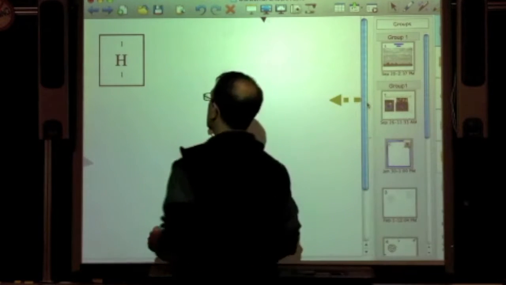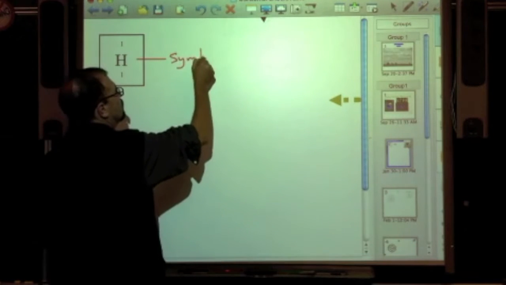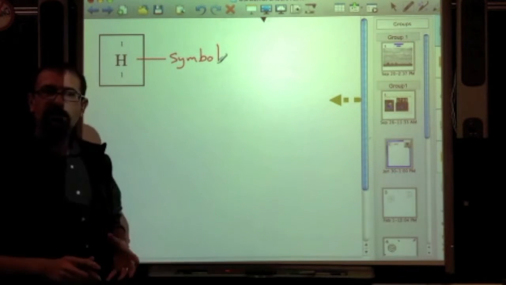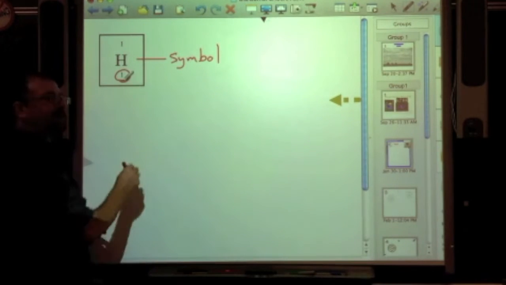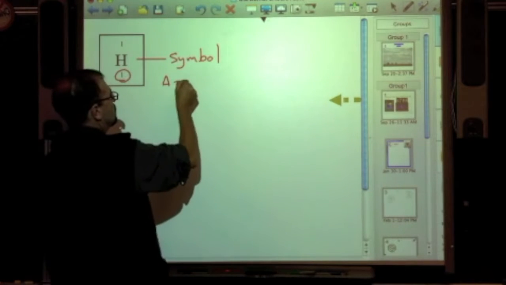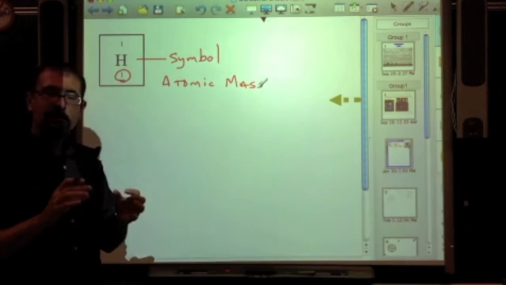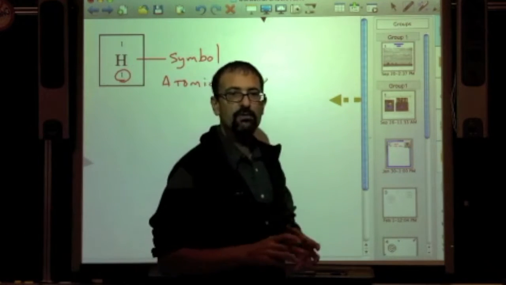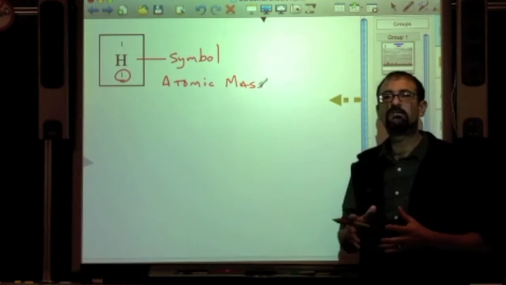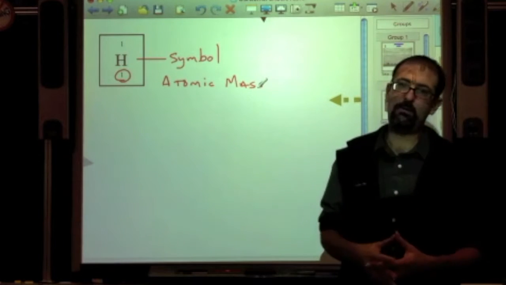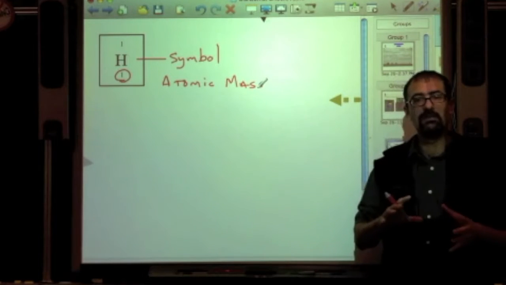When you look at a periodic cell like this, we have a symbol. Here, the atomic symbol for hydrogen is the capital letter H. We have the atomic mass. And this is the mass of an element in AMUs, atomic mass units. And it is equal to the number of protons plus the number of neutrons. But we don't care about this in biology. So really, we can ignore the atomic mass in this class.